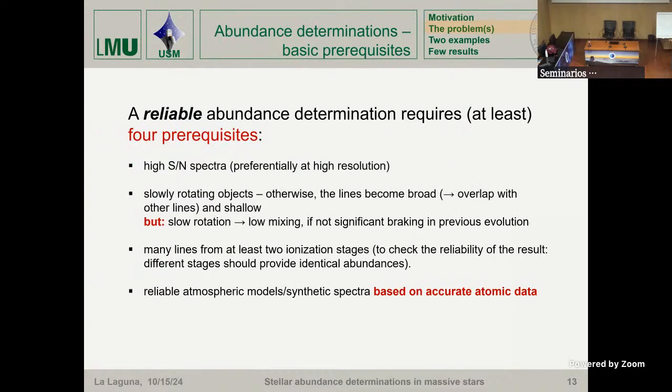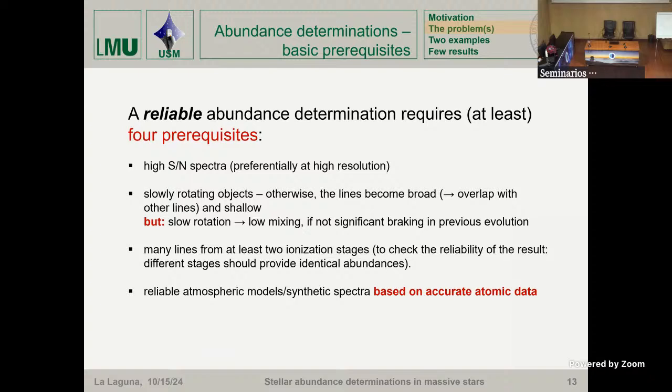Yeah, good. So to summarize and to finalize the first part of my talk, a reliable abundance determination requires at least 4 prerequisites. We need spectra with high signal to noise and high resolution. In the best case, we concentrate on slowly rotating objects, because otherwise the lines become too broad and too shallow. However, when we investigate slow rotation, then also the surface abundance enhancement to be expected is low. So this is maybe not a good test. So in some cases, we have to account for fast rotating objects.